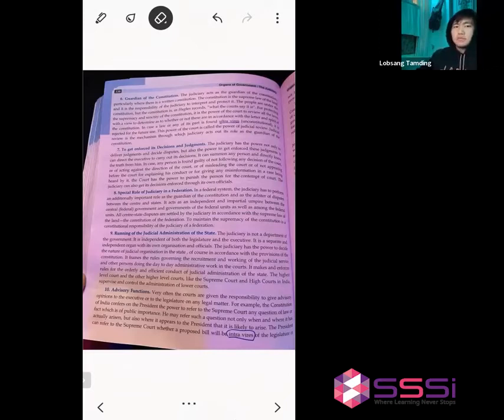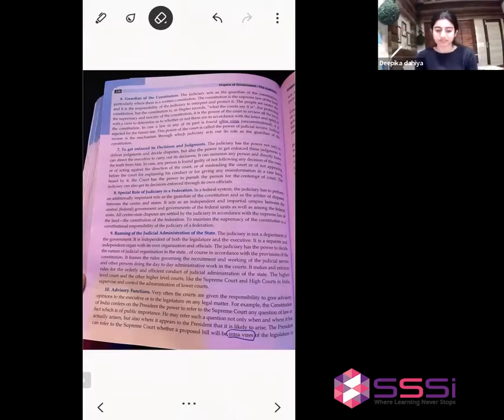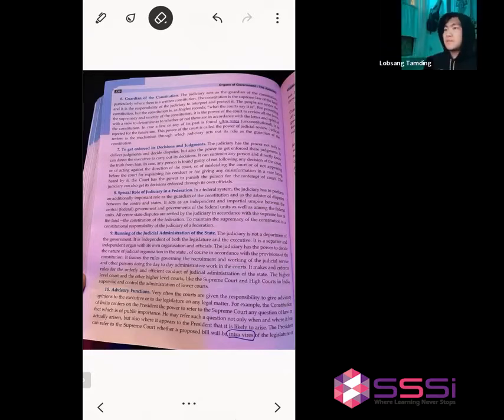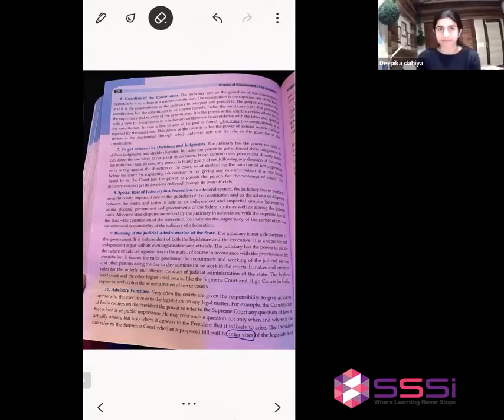Running of the judicial administration of the state. What is the judicial administration of the state? See, the judiciary is not a department of the government. Is the judiciary a government agency, or is it a completely autonomous institute? It is completely autonomous. There is no political role in the judiciary. At least there should not be any political influence in the judiciary.